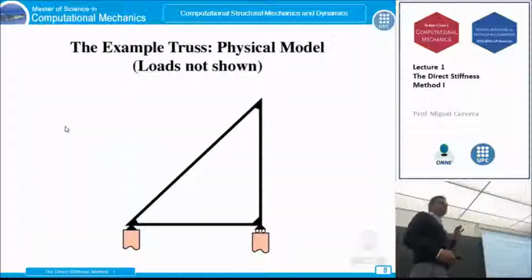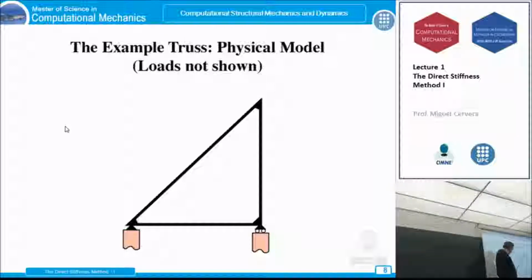Let's do it on an example, okay? And that will clarify all the ideas. This is a truss structure, absolutely simple. It only has 3 bars, 3 nodes, and the supports are like this. In a truss, the bars only work under axial forces. Okay? They only stretch or compress. Okay?